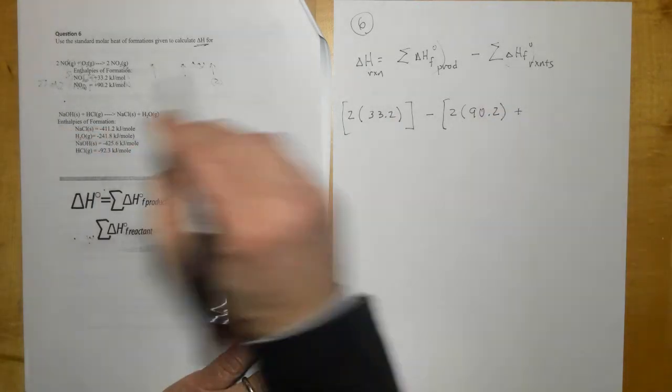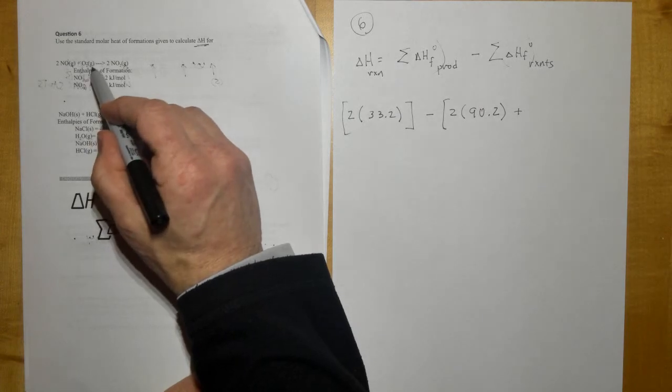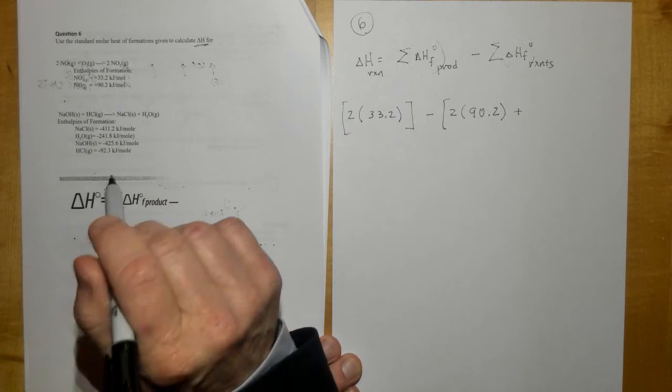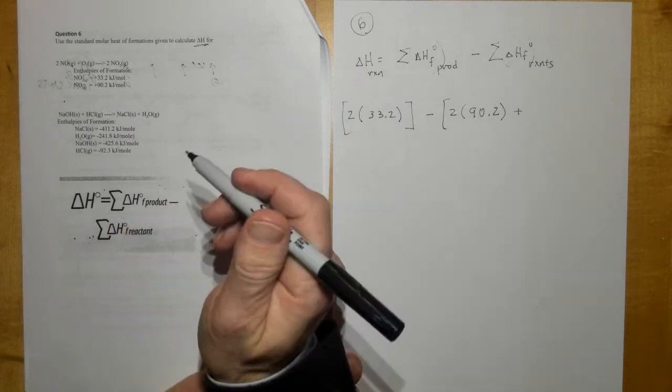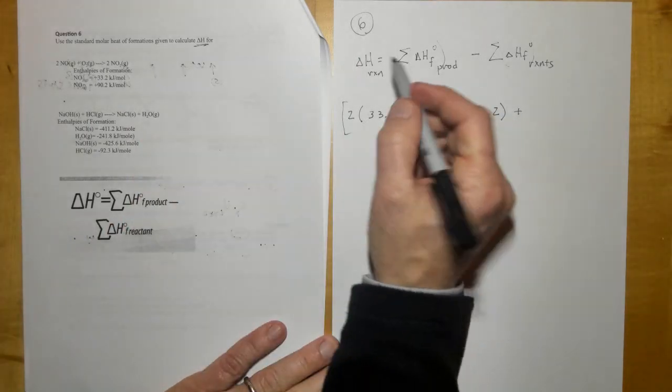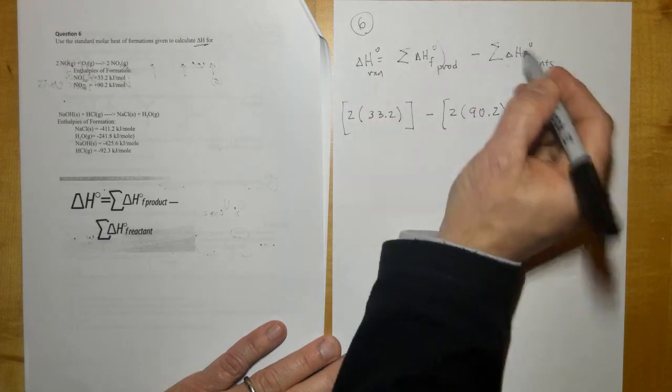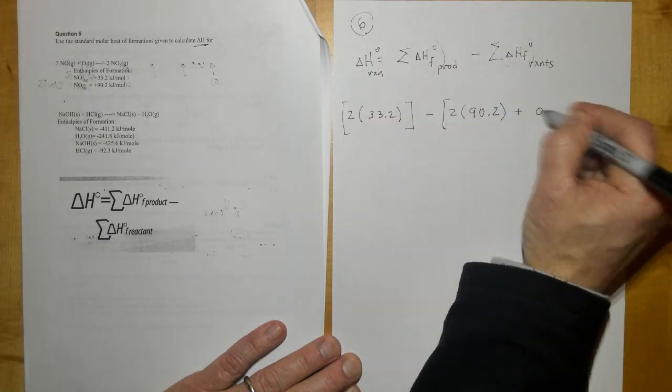Plus oxygen. And oxygen is not listed on here because oxygen is in its elemental form. And remember, any element in its elemental form at 25 degrees Celsius, or standard temperature and pressure, which is what this little circle right here means, is 0.